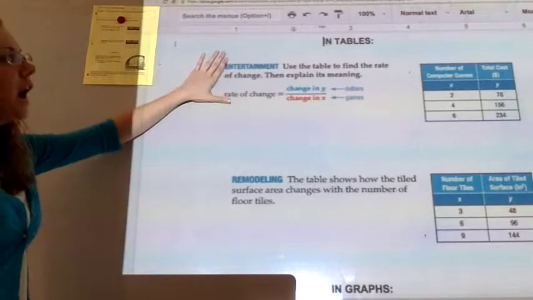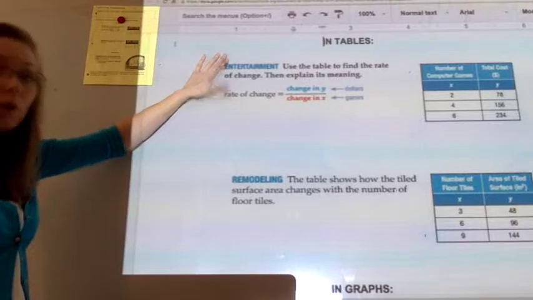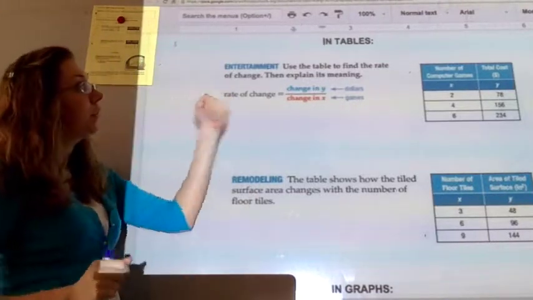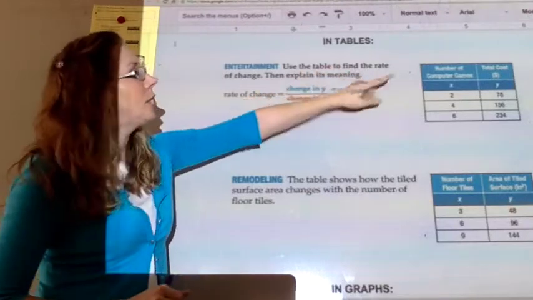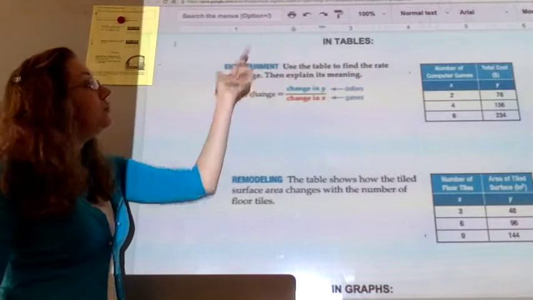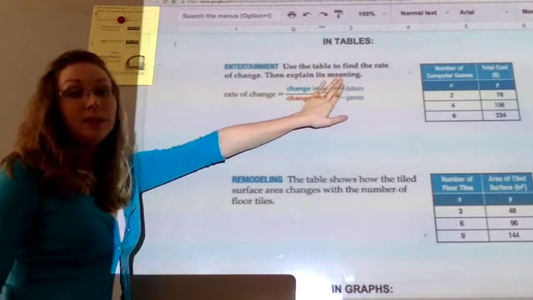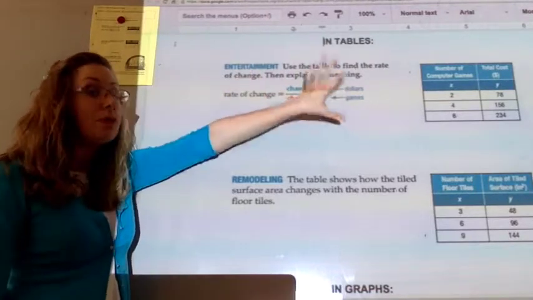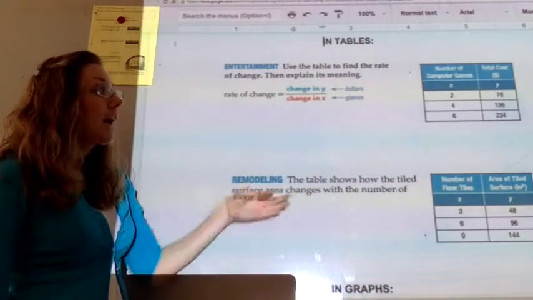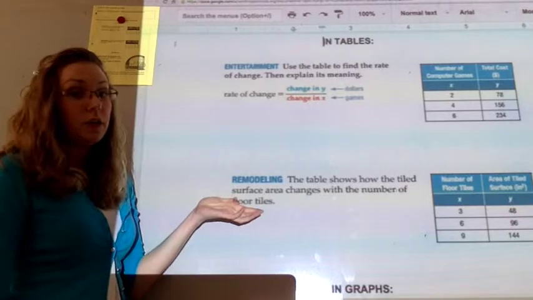All right, let's look at how we can find slope or rate of change. They're synonymous, they mean the same thing, in tables, okay? We're going to use the table right here to find the rate of change and explain what it means. Now, being able to find it and explain what it means is one of our standards, okay? Slope, doing this exact thing we're going to do a few times today, is exactly what you need to be doing in order to meet that standard.